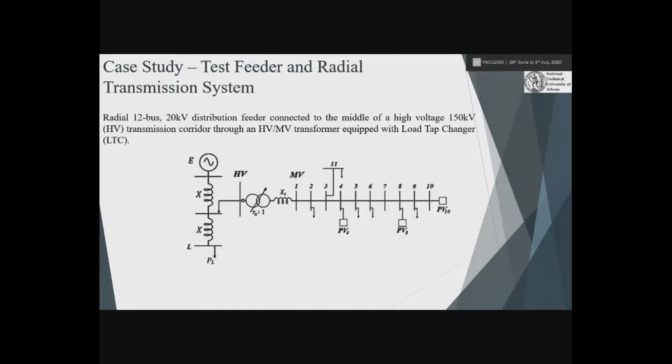The first case study was performed on a small transmission corridor that is connected to a load, and in the middle of the corridor there's a distribution feeder, a medium voltage distribution feeder connected through a transformer with a load tap changer, and on the feeder there are three photovoltaics assumed. So the control scheme distinguishes between the transmission system and the distribution feeder.